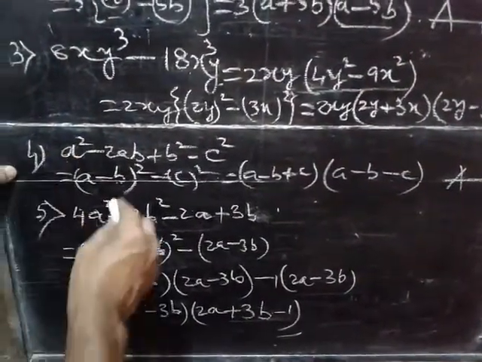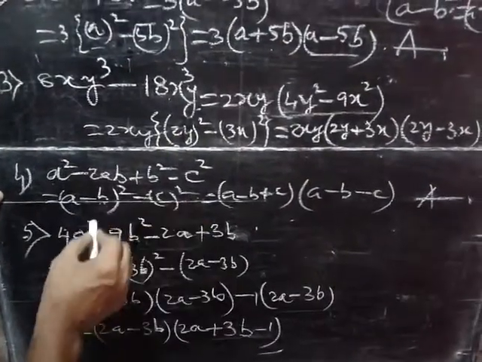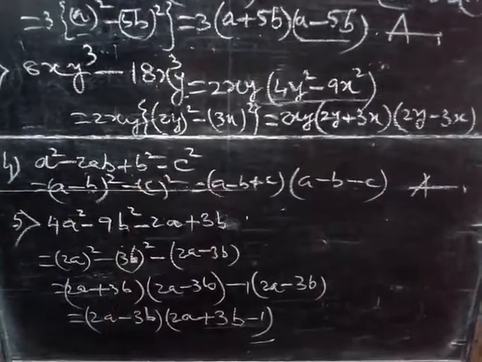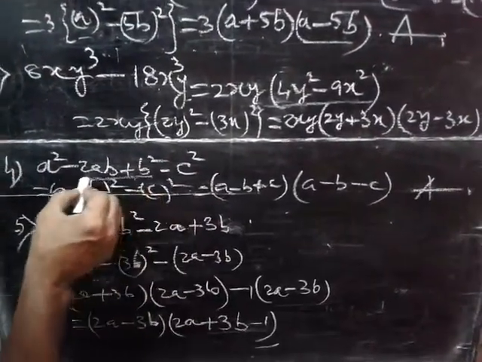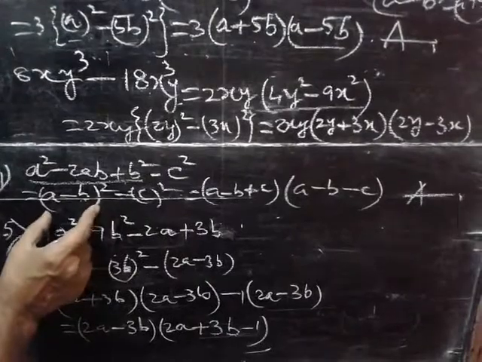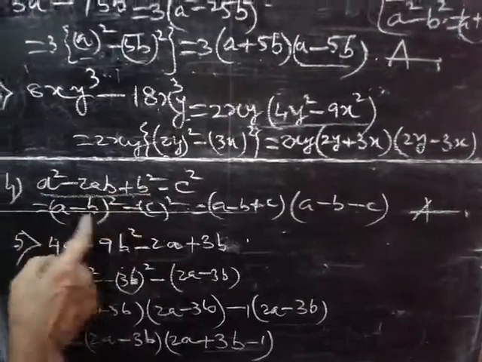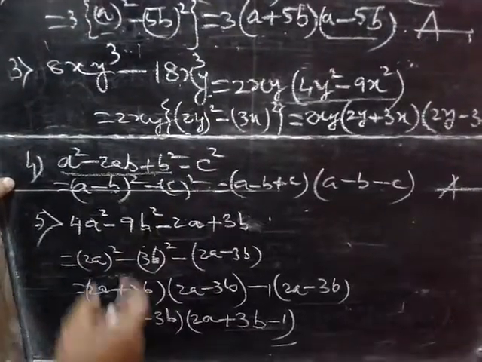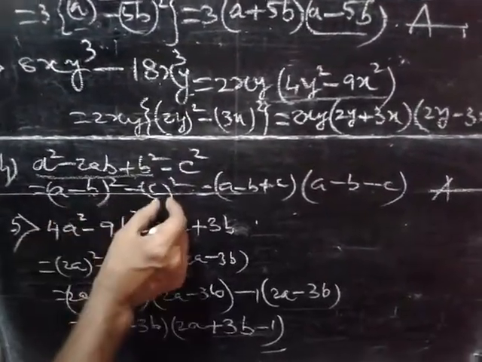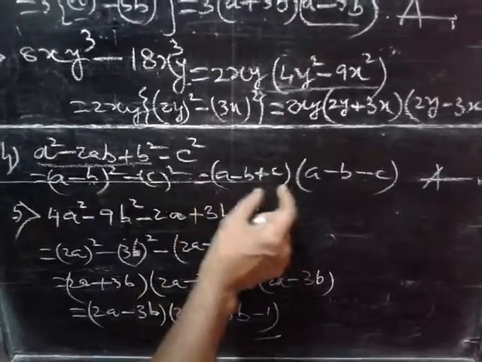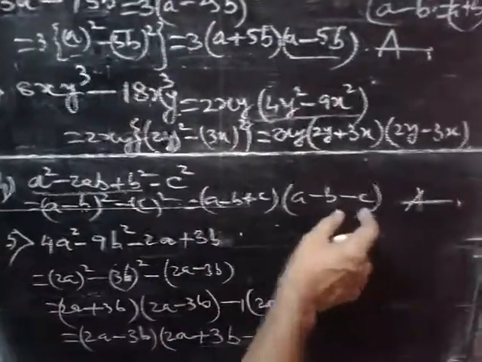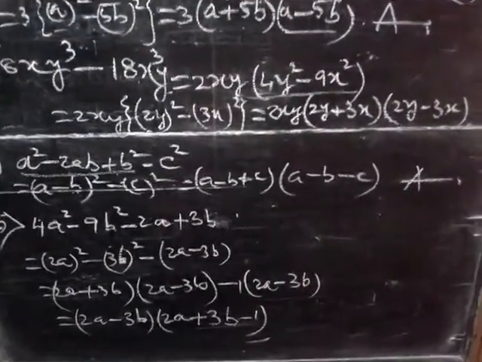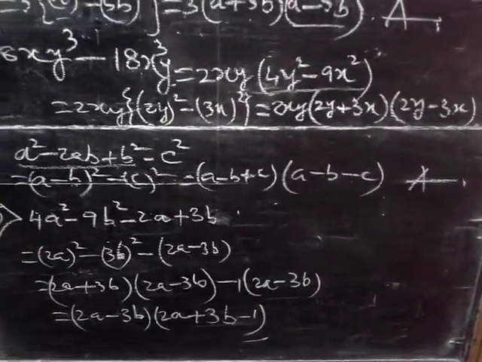Next, number 4. These types of problems are interesting. Here a square minus 2ab plus b square minus c square. Take the first three terms and make them a whole square. a square minus 2ab plus b square is a minus b whole square, and c square is c square. So take a minus b as a and c as b. Then a plus b and a minus b gives a minus b plus c into a minus b minus c, and this is your answer.